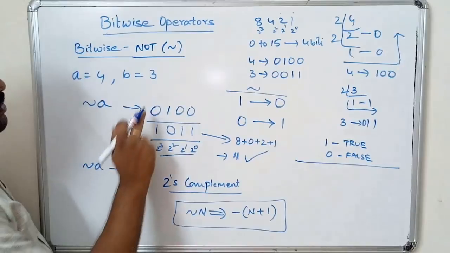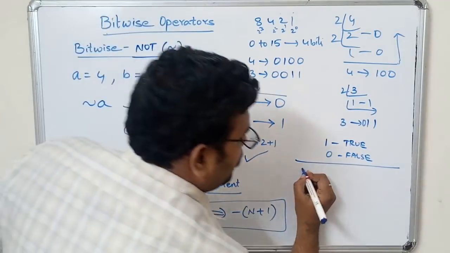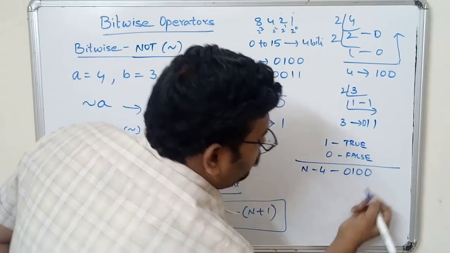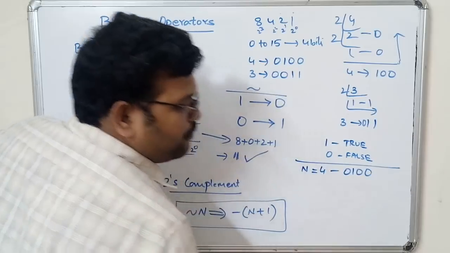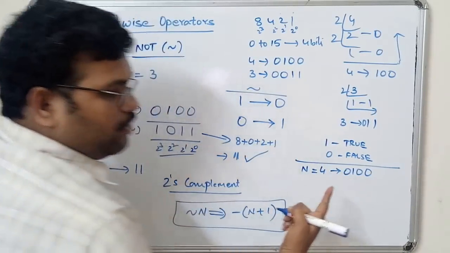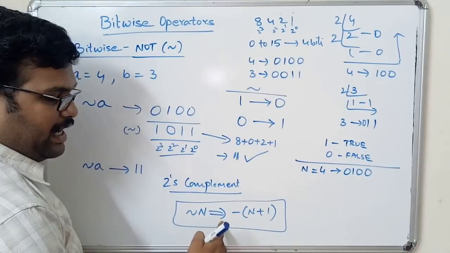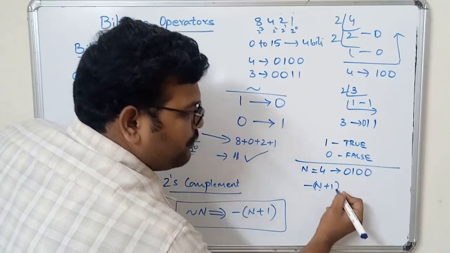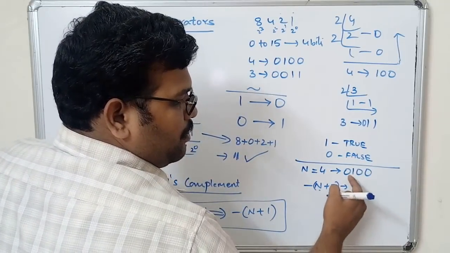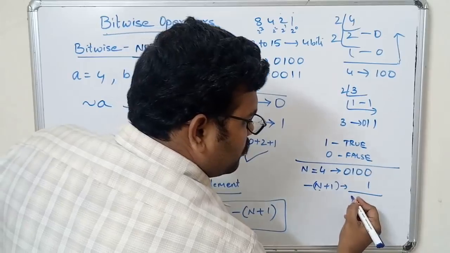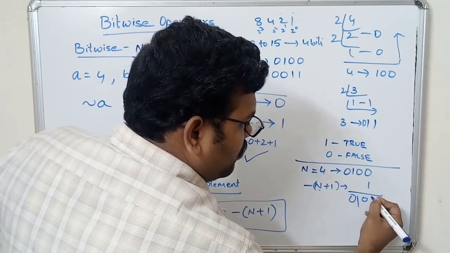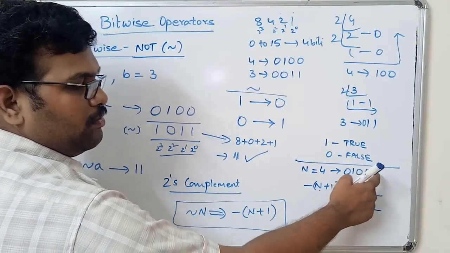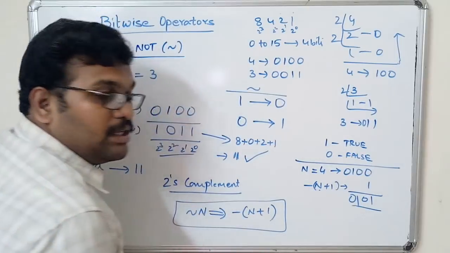Here n is 4, that is 0, 1, 0, 0. N is 4, that is binary equivalent 0, 1, 0, 0. So not n is minus n plus 1. So we need to add 1 to this binary equivalent. So add 1. So 0, 1, 0, 1. So this is the resultant after adding 1 to n.